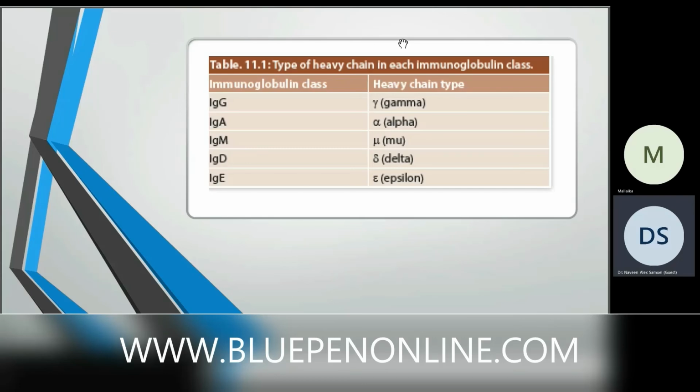Now I will tell you how the classes are differentiated. IgG is called IgG because it has a gamma heavy chain, whereas IgA has an alpha heavy chain, IgM has a mu heavy chain, IgD has a delta heavy chain, and IgE has an epsilon heavy chain. You can remember: E is epsilon, D is delta, M is mu, A is alpha and G is gamma. They are Greek alphabets.